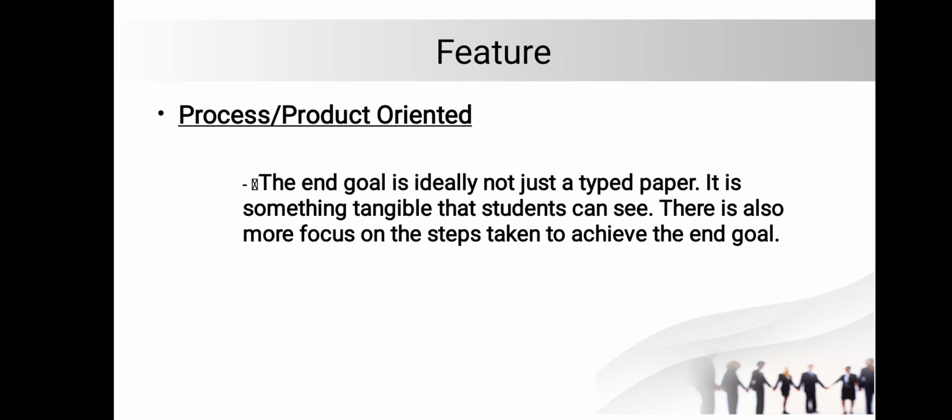So, the process oriented approach evaluates how a skill is performed, whereas the product oriented approach evaluates the outcome of the skill performance. So, another definition: process is the sequence of steps, and product is the final production. So, that is the process and product oriented.